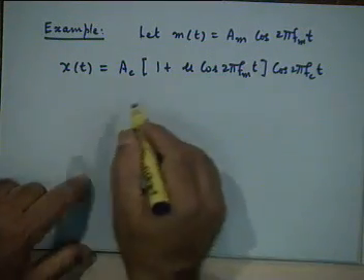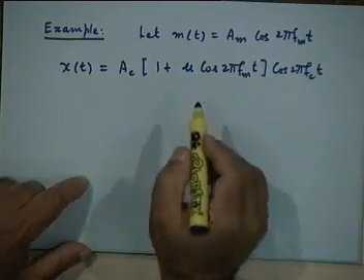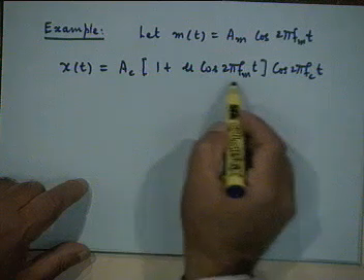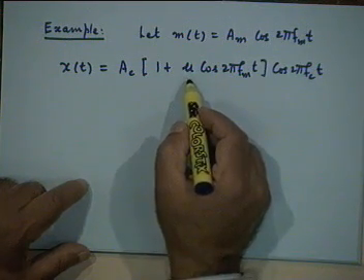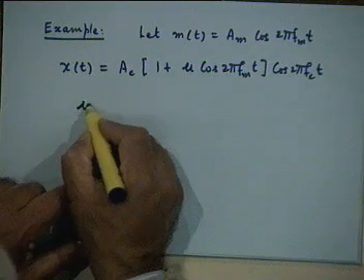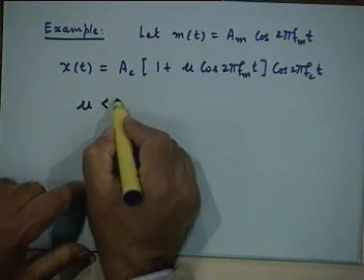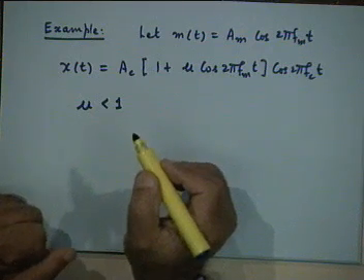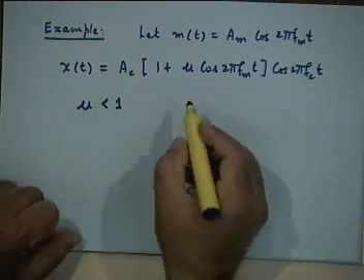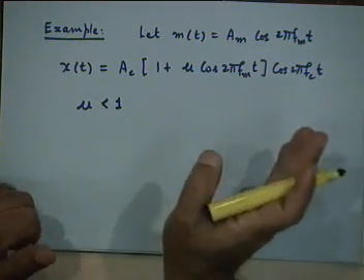So the first term is the carrier component, the second term is the DSB-SC kind of component, which, when added together, form the AM signal with carrier, right? If you want the envelope of the signal to follow the message waveform, what should be the condition on mu? Mu should be less than 1, right? The modulation index should be less than 1, or the percentage modulation should be less than 100%.